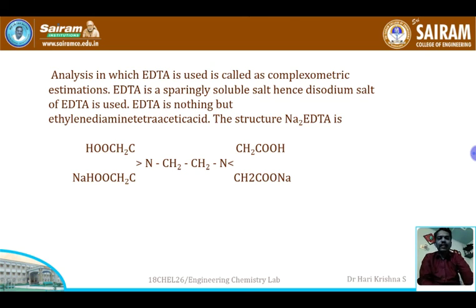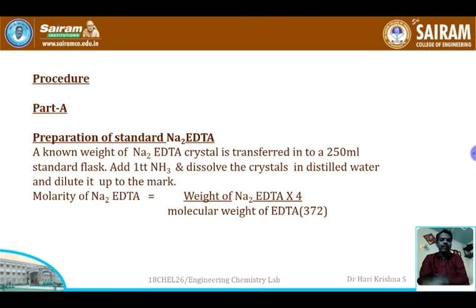Okay. So let us see how to proceed with the experiment. This experiment has two parts. First part of the experiment is preparation of standard Na2EDTA. We are going to take a known weight of the Na2EDTA crystals. It will be transferred into a 250 ml standard flask. Add one test tube of ammonia. So why is ammonia added? Ammonia is added in order to increase the dissolution of EDTA.